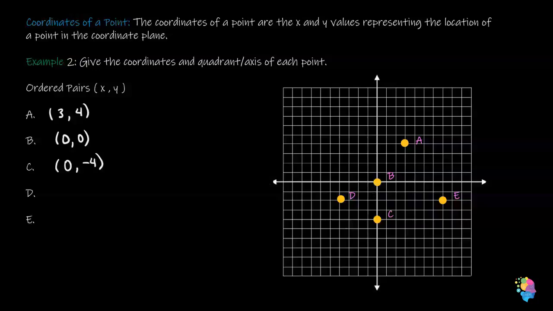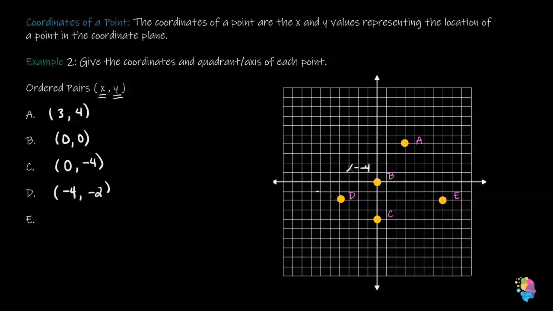Let's try another one here. Let's go for D. Now D, remember, you go back to the origin and you start counting how much you have to move to get to D. X is first. So for D, I will have to move 1, 2, 3, 4 to the left. So then my x value is -4. And then from there, I will have to move 1, 2 down. So then my y value will be -2, making the ordered pair for point D -4, -2. We place the x value first and then the y value.